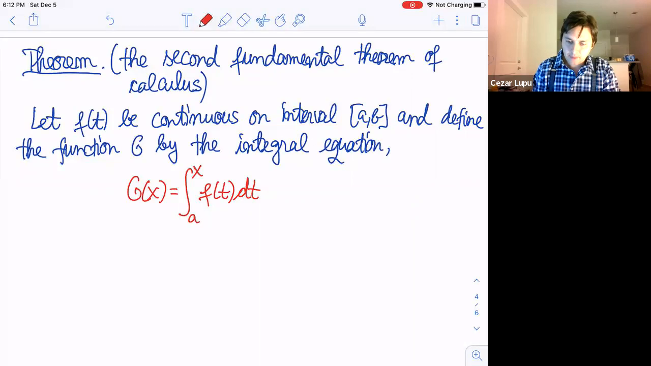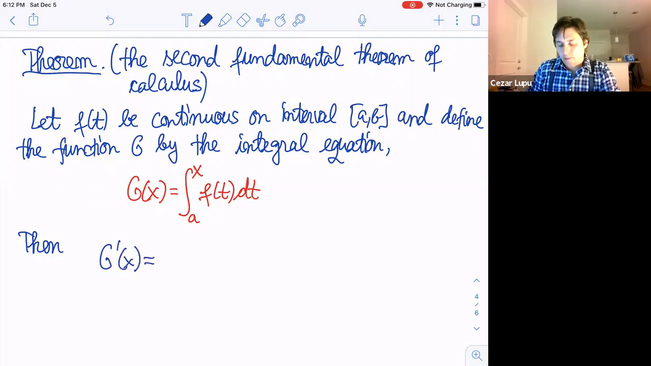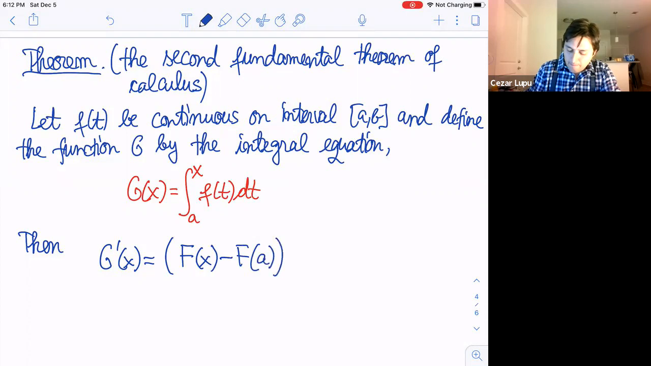Then, guess what happens? Then G prime of x, as you can see now, let me write it slowly, will be, by the fundamental theorem of calculus, f of x minus f of a prime. In fact, let me write it in this way.